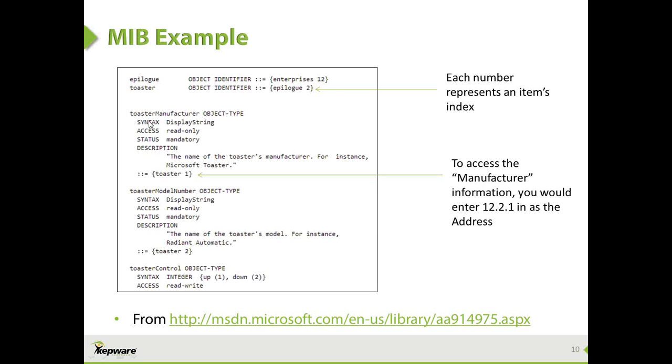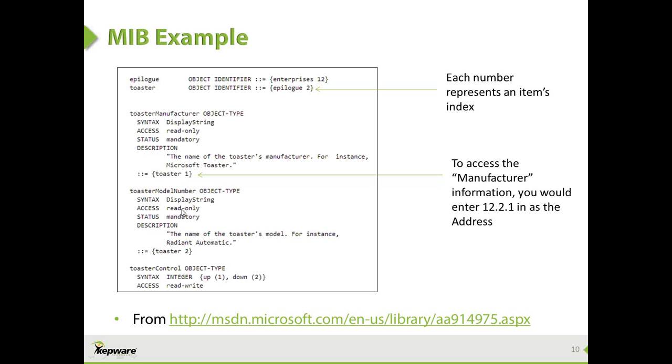So toaster is assigned 2, and the manufacturer is assigned an index number of 1. So if I want to access information about the toaster manufacturer, I have to enter a string of numbers, 12.2.1, and I get to this. And then if I enter 12.2.1.2, then I would get to the toaster model number, and so on and so forth.